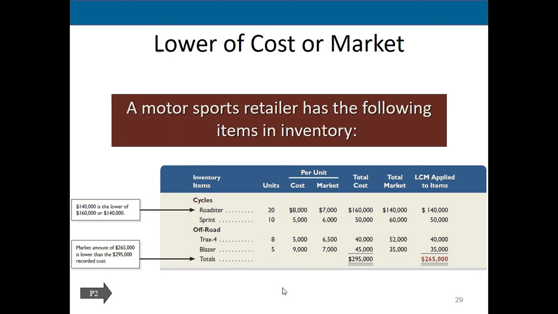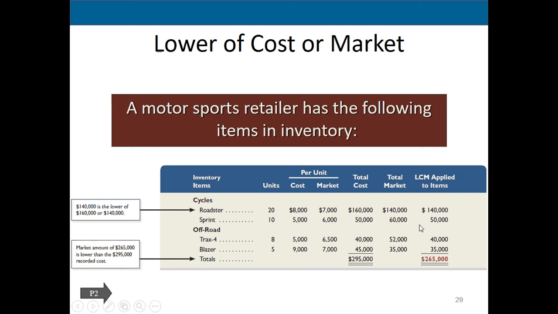Here's just kind of a real quick example of this. Motorsports retailer has the following items in inventory. You can see that he has a product level of cycles and off-road. Under cycles, he has roadsters and sprints. Off-road, he has tracks and blazers. And look at what's happening. So we can look at, it's easier kind of to see it on the market value. So if my roadsters have a total cost of $160,000, that's what I paid for them, but now the market value is $140,000. I need to reduce the total of all roadsters to $140,000.